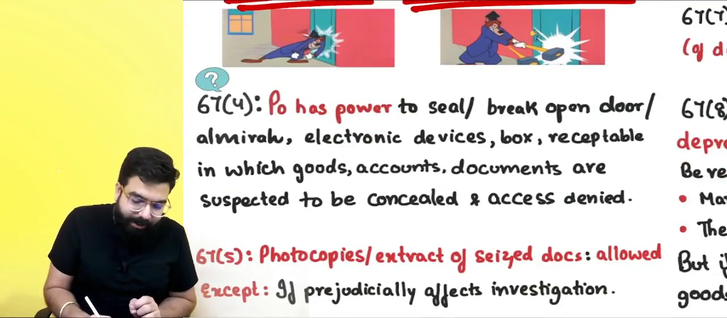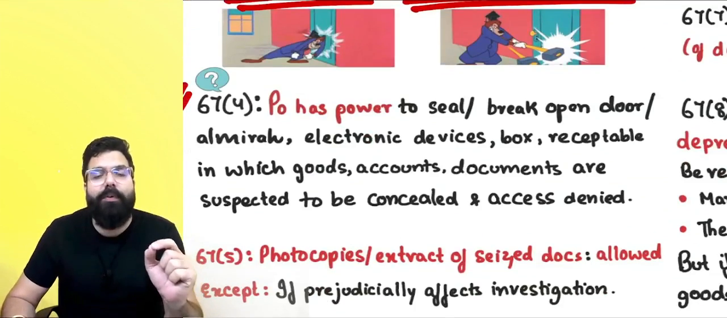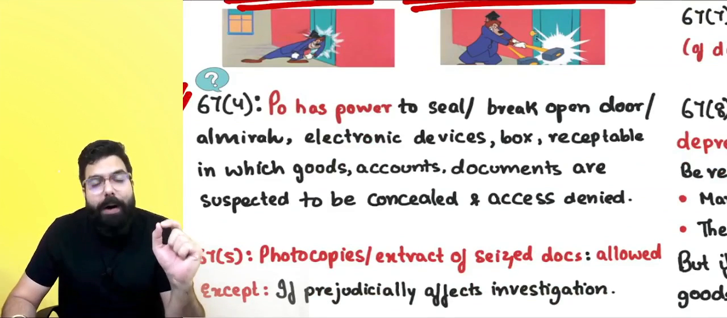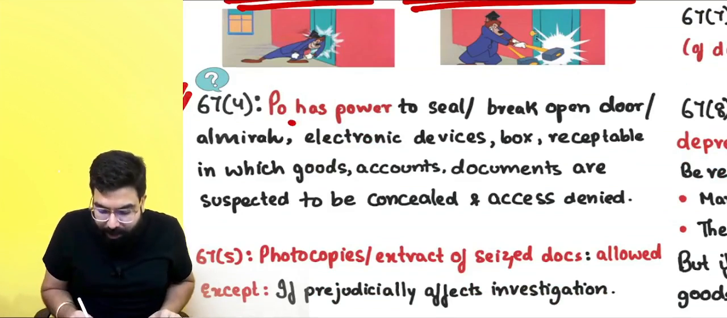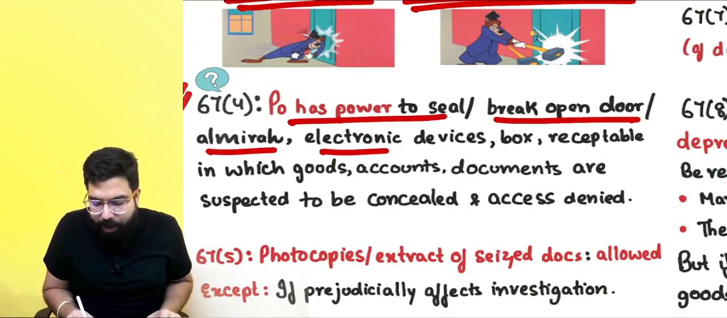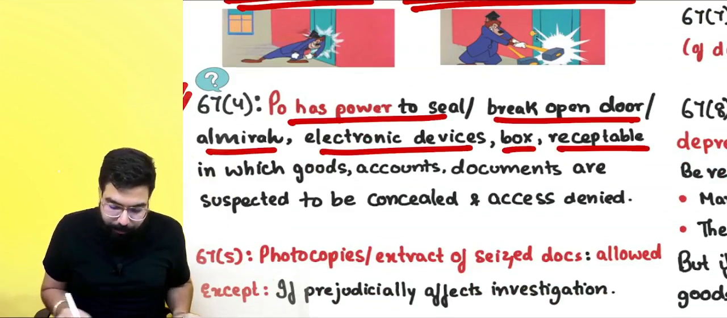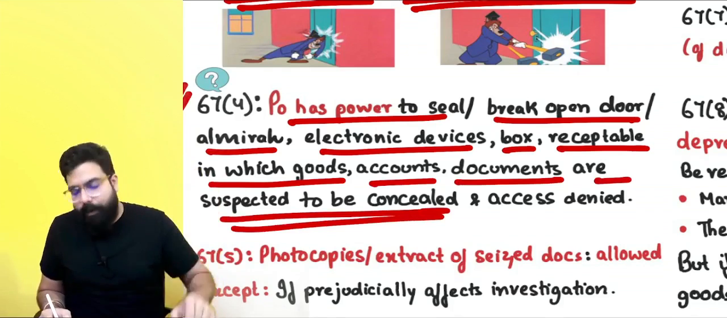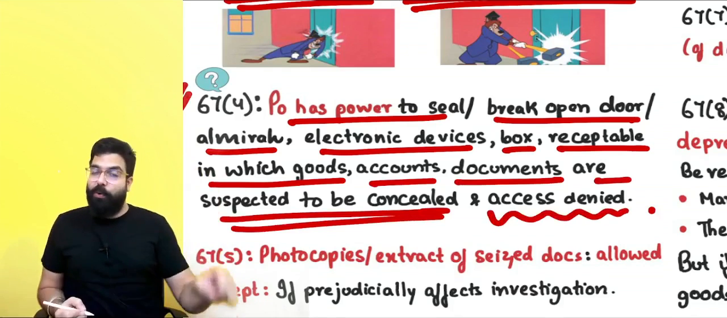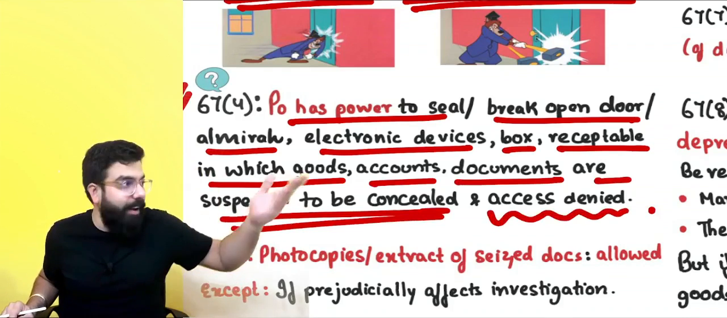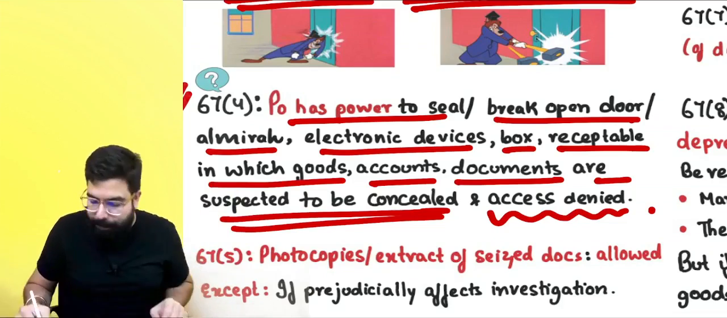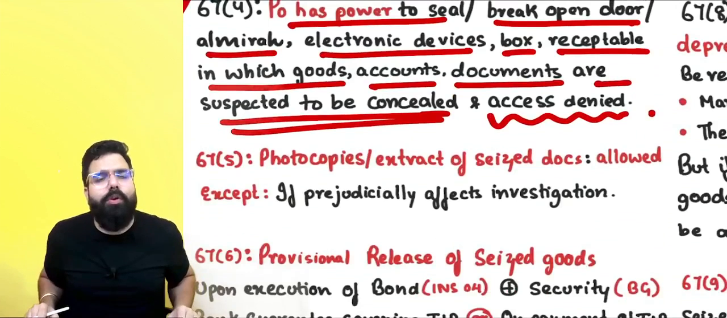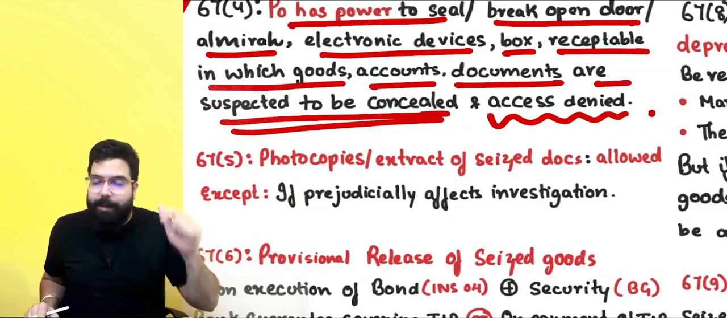30 days. Okay, sir. Section 67(4) is the power of the officer during a search and seizure activity. Remember in your exam, power of the officer. The proper officer has power to seal, break open door, almirah, electronic device, boxes, receptacles in which goods, accounts, documents are suspected to be concealed, and the access has been denied to them. So if you deny access to an almirah or a door, saying nothing is there, then he has the power to break it open and take out all the goods, accounts, documents which he feels have been concealed over there.